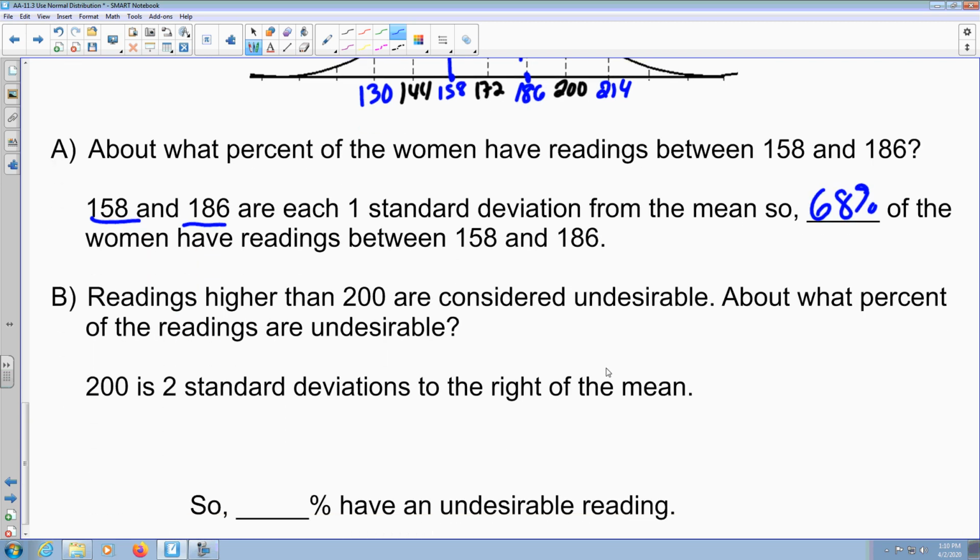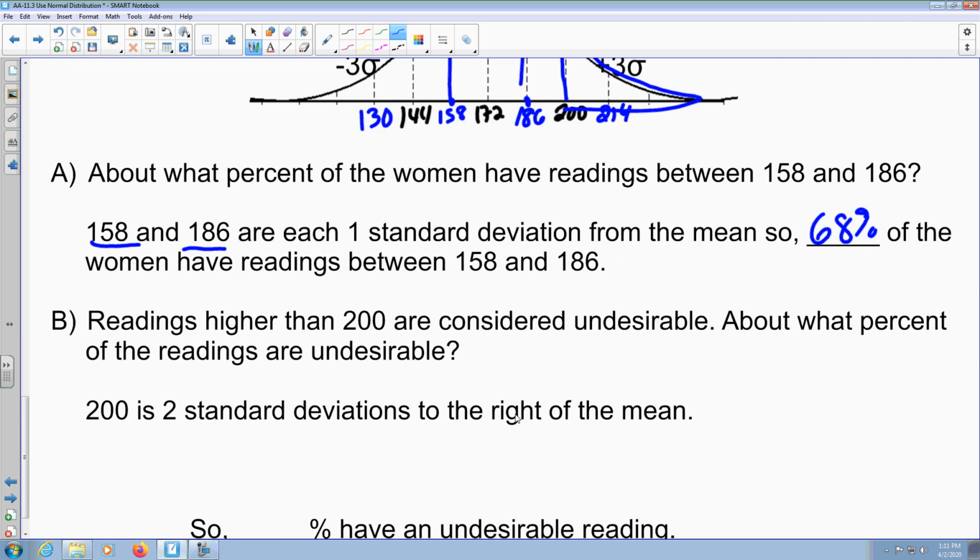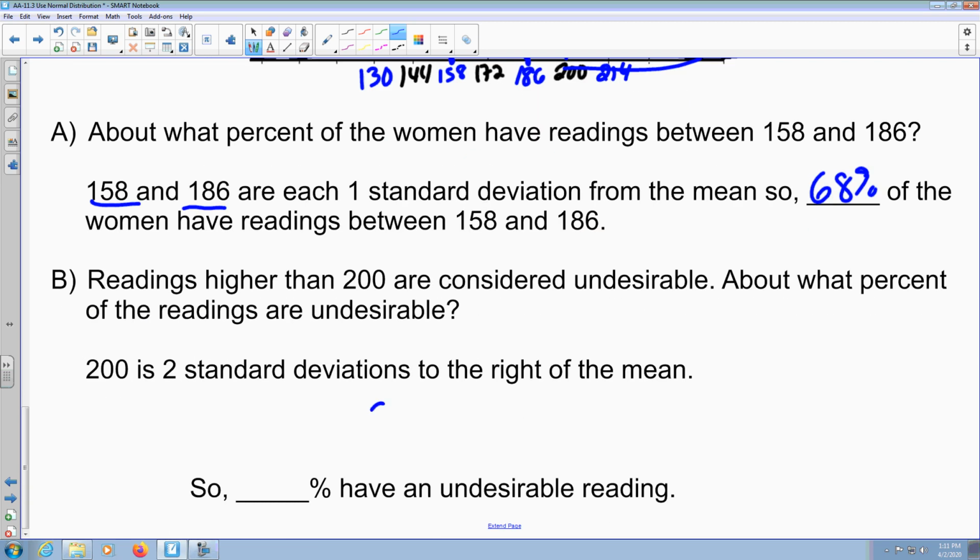And then the second question here, it says readings higher than 200 are considered undesirable. What percentage of the readings are undesirable? So since it's two standard deviations, here and here is considered undesirable. With those percentages, it's going to be what, 2.35, and we're going to add it to the 0.15. So you have 2.5% of readings are considered to be undesirable readings.